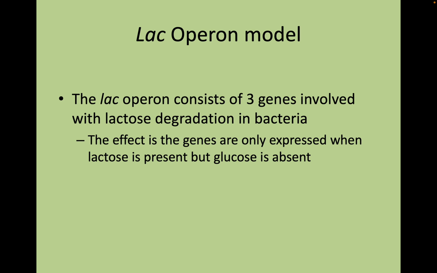All right, and a good example of this is the lac operon model. The lac operon consists of 3 genes involved with lactose degradation in bacteria. And the effect is that the genes are only expressed when lactose is present, but glucose is absent. So a very specific set of circumstances.